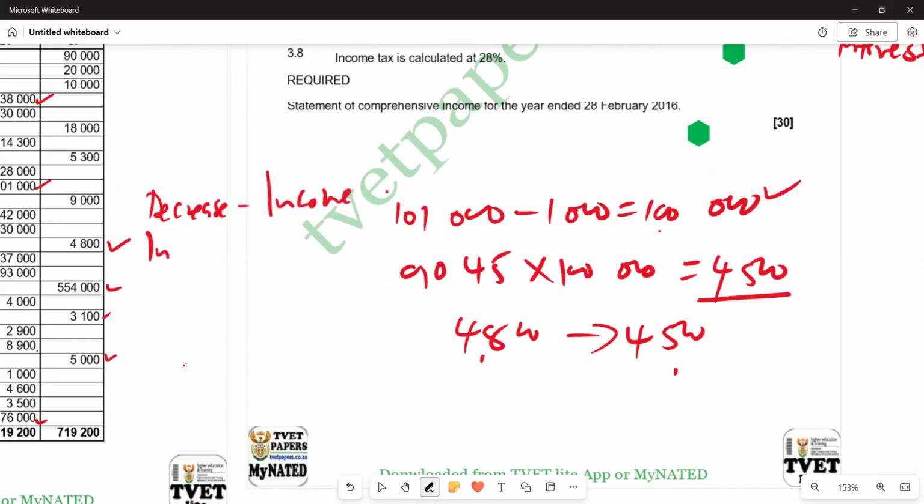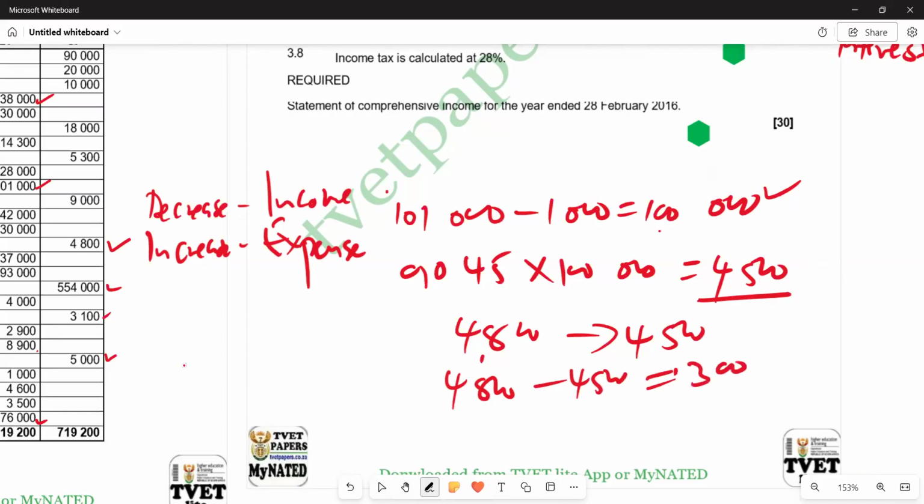But if it's an increase, it's an expense, and we put it under less expenses. So in this case, it's a decrease of 4,800 minus 4,500, whereby you're getting 300. So this is going to be under our income.